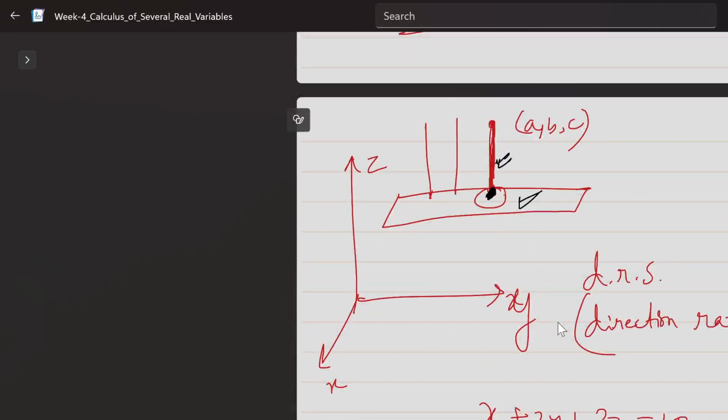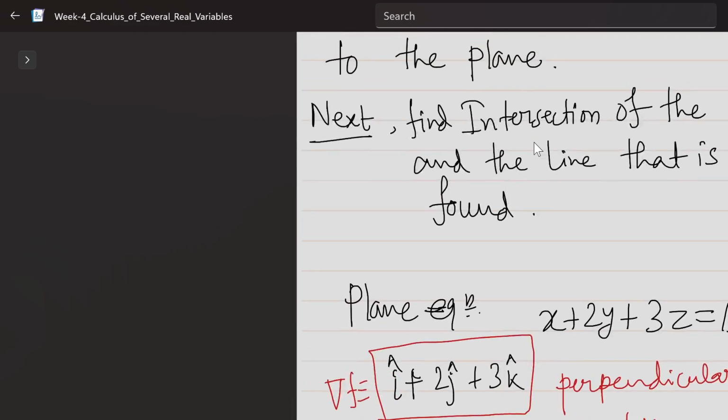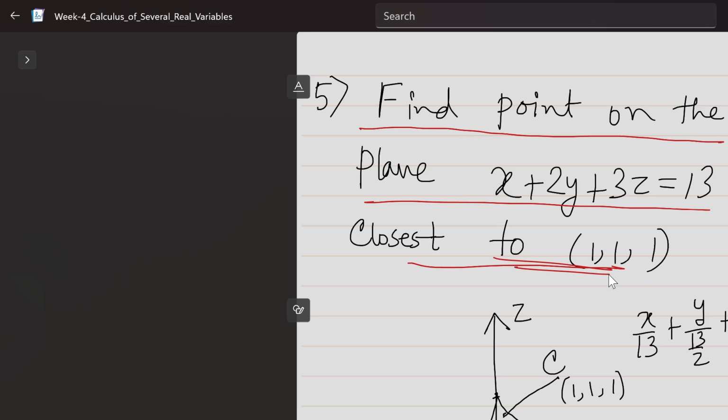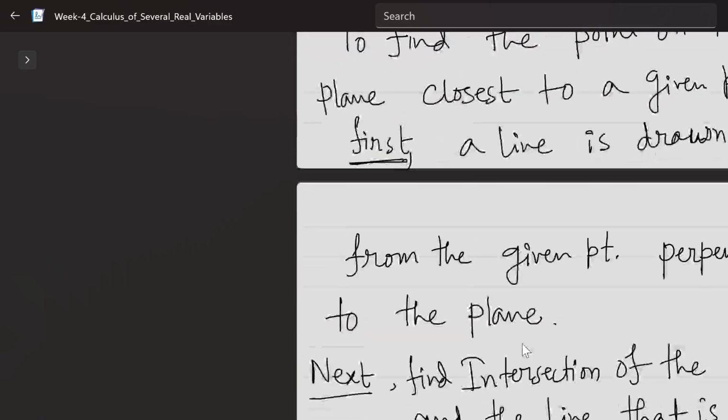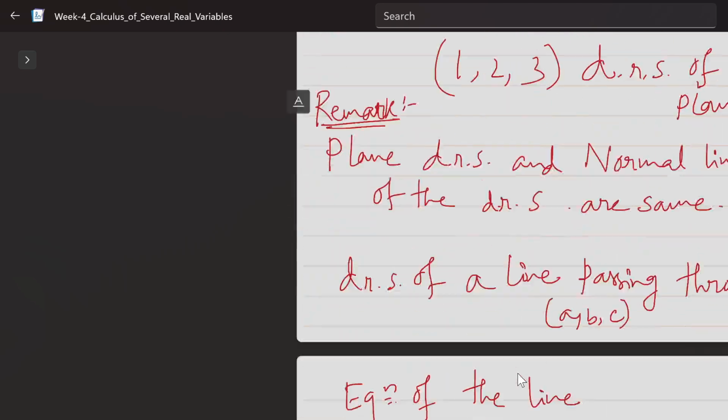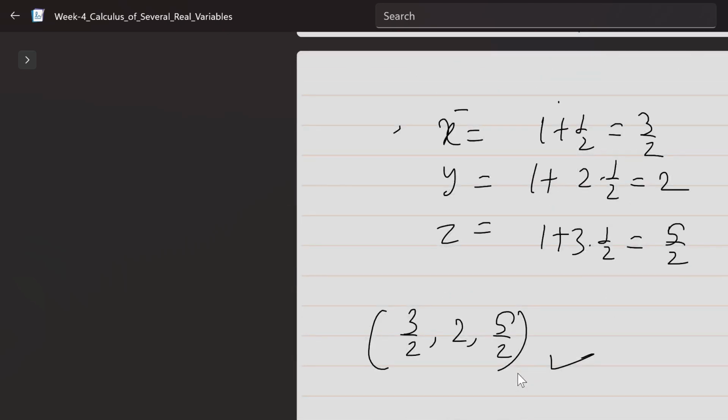So this point you have to find. This point is closest to the point 1, 1, 1. The question is: find the point on this plane closest to 1, 1, 1. So that means the end point of the perpendicular line is the answer. So here the answer is 3 by 2, 2, 5 by 2. I am giving this picture so that you can realize easily. It is given by geometry, not by vector. So this is the answer.